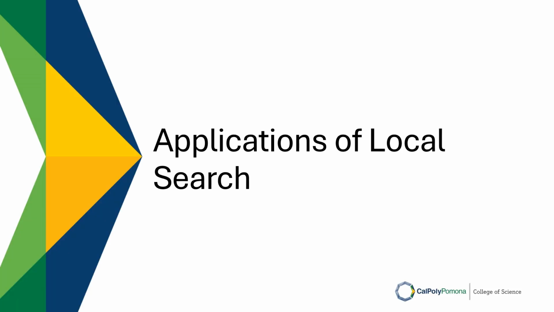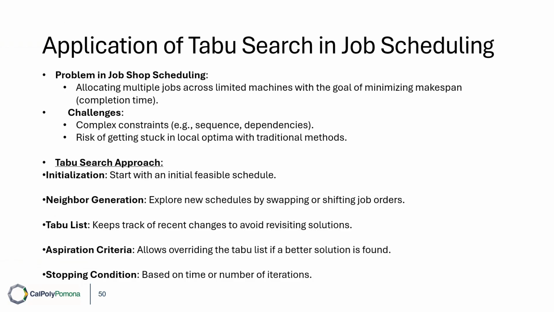And now we will discuss the applications of local search. Now, firstly, how does taboo search help in job scheduling? We first start with an initial schedule and explore different ways to rearrange the jobs. Taboo search avoids revisiting poor schedules using the taboo list and overrides it only when a better schedule emerges. Over time, it allows us to find an optimal or near optimal schedule which balances deadlines, resource allocation, and machine usage.